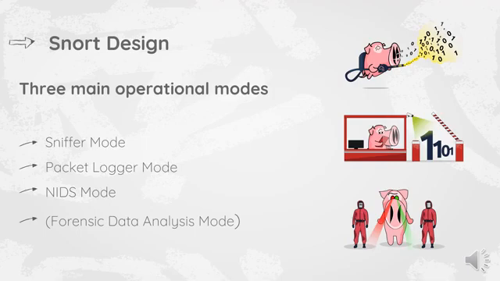Now let's look at the Snort design. Snort has three main use models. The first one is sniffer mode, where it reads IP packets and prints them in the console application. The second one is packet logger mode, where it logs all the IP packets, inbound and outbound, that visit the network. And the third use model is NIDS, Network Intrusion Detection System, which logs or drops the packets that are deemed malicious according to the user-defined rules.